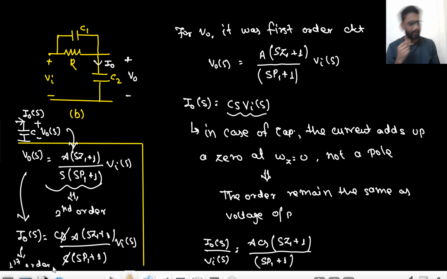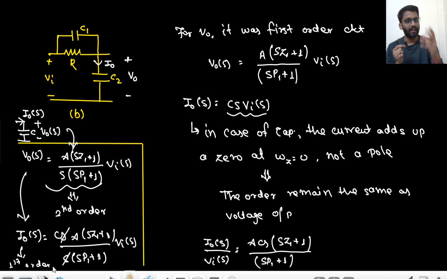Are you getting my point? You are collecting your output at the same point, at the same capacitor. First you are collecting voltage output, now you are collecting current output. In case of voltage output, your order was second, but in case of current output, your order is first. Why so? Because a zero and a pole at omega equals to zero are getting cancelled. Are you getting my point? So whenever you are saying that circuit is second order with respect to the voltage, you can't say the circuit will be second order for current as well.